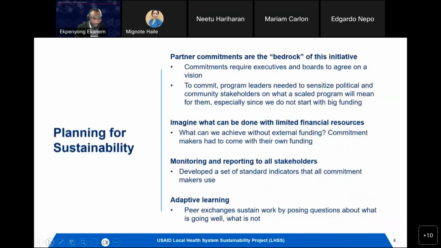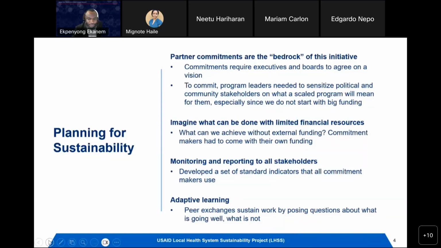So how do we plan for sustainability? This effort is different in that we're not trying to continue something that we started, but rather we're assembling organizations who commit to change. Commitments have become the bedrock of this initiative and the gateway to sustainability. Of course, to reach that, commitment makers had to reach a long-term vision. They had to gain the confidence of their organization boards and leadership to sensitize stakeholders, especially since this isn't coming as an externally funded program.